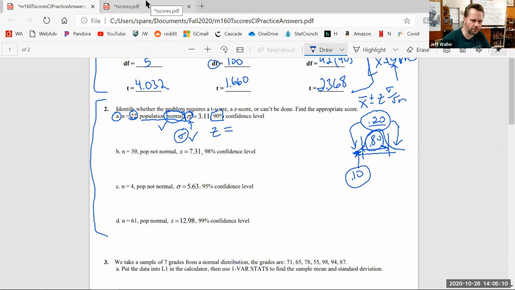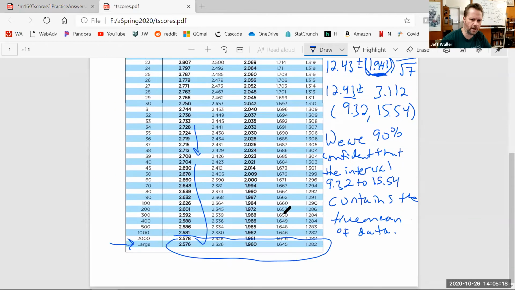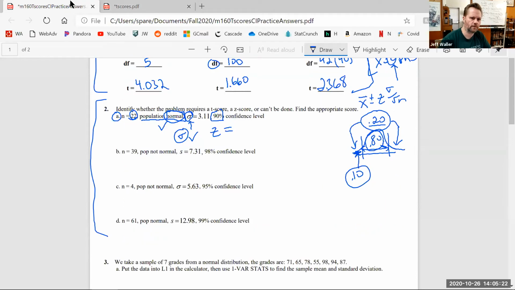So let me show you. I would use the T-score chart. 90% confident, which means 10% outside, so I'm going to use this column here. And if I go all the way to the bottom, 1.645, that's the Z-score. So if I go to the bottom, I get a Z-score. If I stop at some degrees of freedom, I get a T-score. Is everybody with me on that?